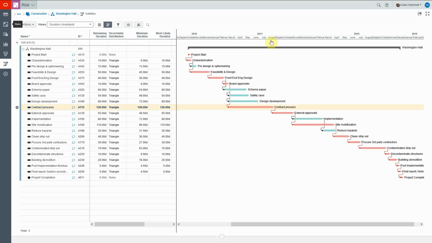For any activity, Prime allows us to capture directly the uncertainty in that activity duration. So while this contract process activity has a remaining duration estimate of 120 days, we've also captured 3-point estimates alongside for a triangular distribution. In this way, we capture the uncertainty in duration for those activities we know for certain will occur.